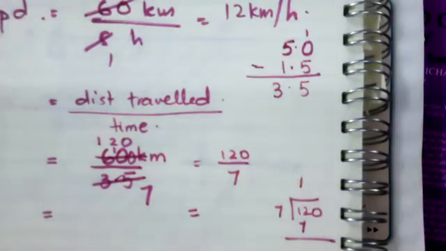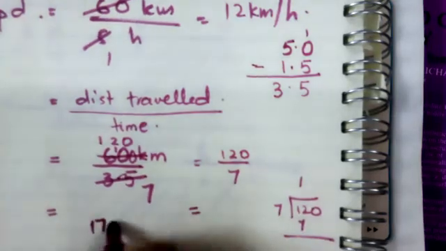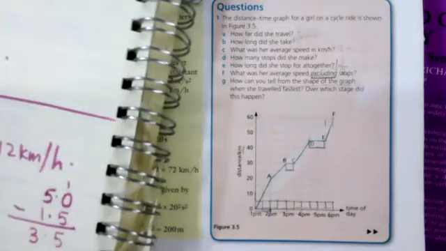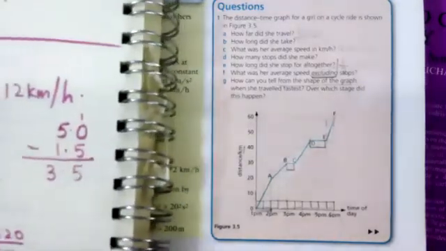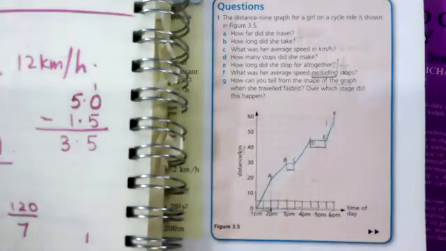Come on, somebody, do it for me. 17.14. Yes, ma'am. 17.14. So is that the answer? Yes. Is that the answer at the back? Can somebody check for me?